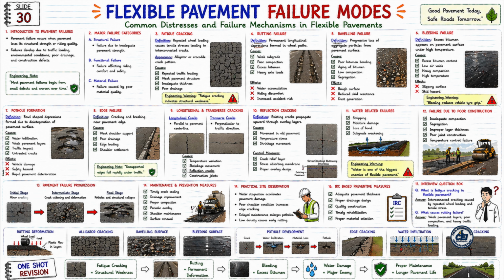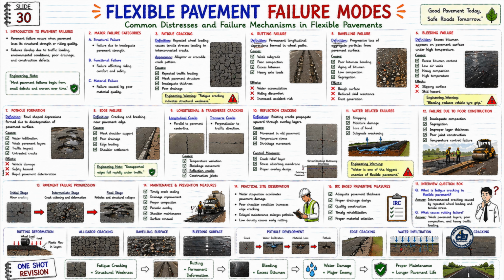Now let us look at the 11th topic. 1-1 Water-related failures. Water is considered the biggest enemy of pavement. Now look at water-related failures: stripping, moisture damage, loss of bond, subgrade weakening. Now see the engineering warning below. Water is one of the biggest enemies of flexible pavement, and poor drainage drastically reduces pavement life.